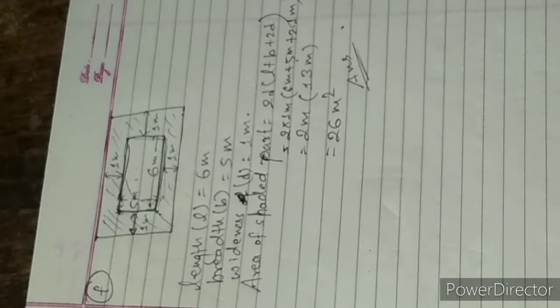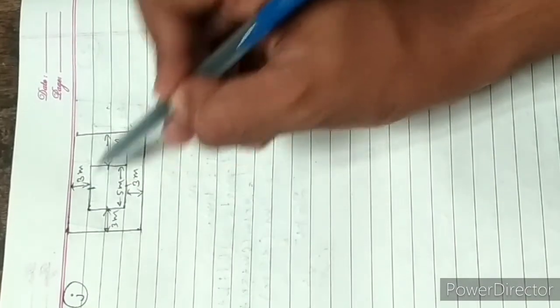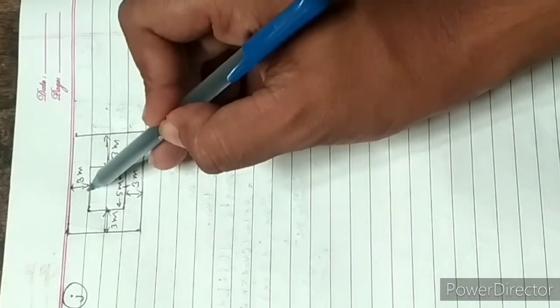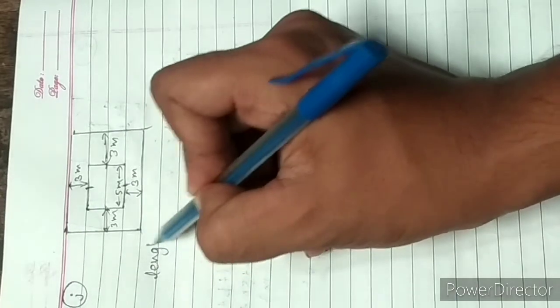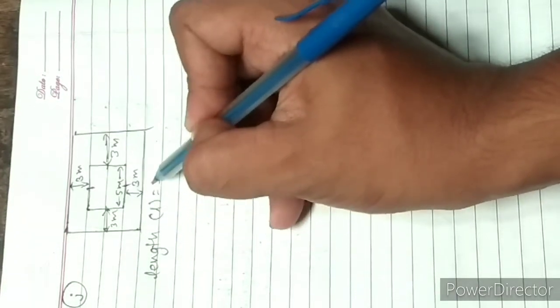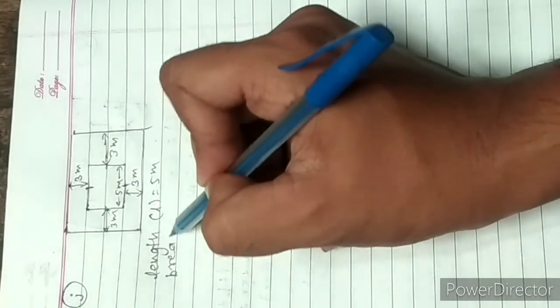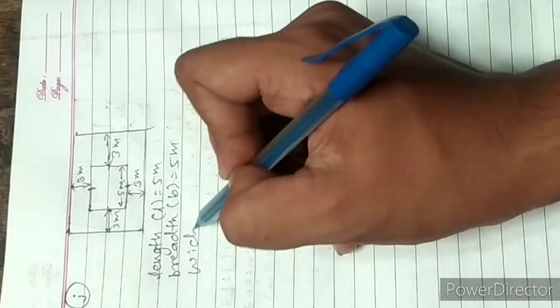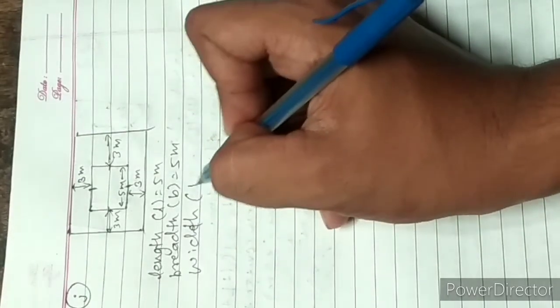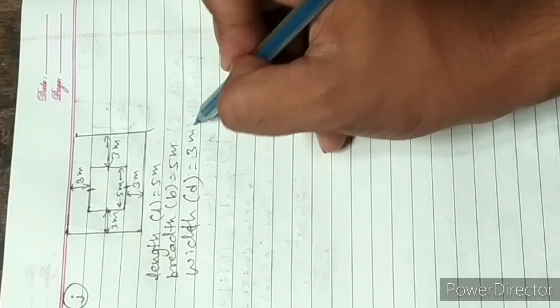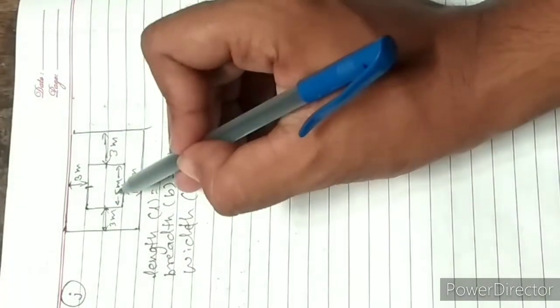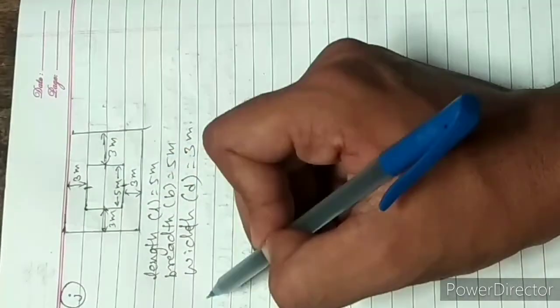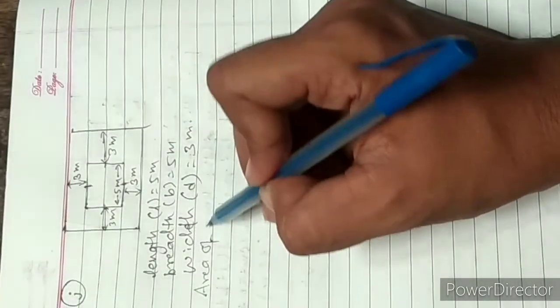is the area of this shaded region. Now here it is also the same, but it is a square inside. We can use length also 5 meter, breadth also 5 meter, and width 3 meter. Now is it inside or outside? If the inside value is given, then you have to use the outside formula, and if the outside value is given, then you have to use the inside formula.